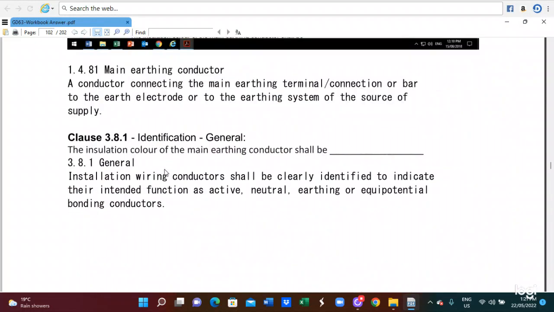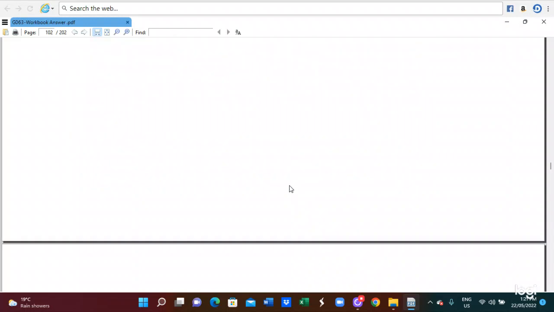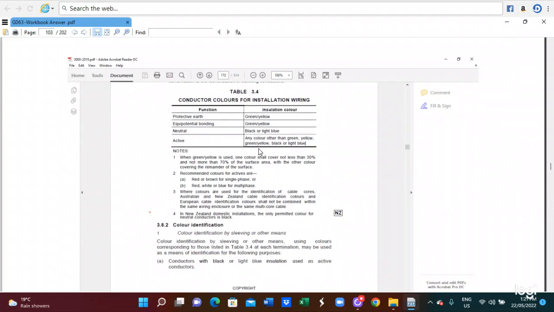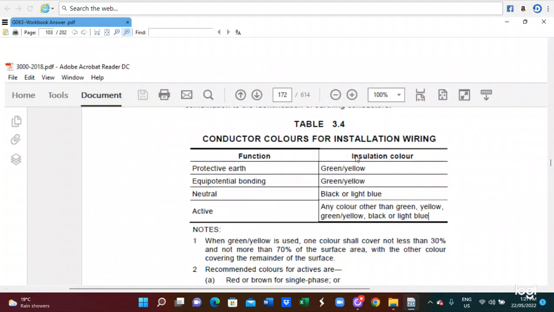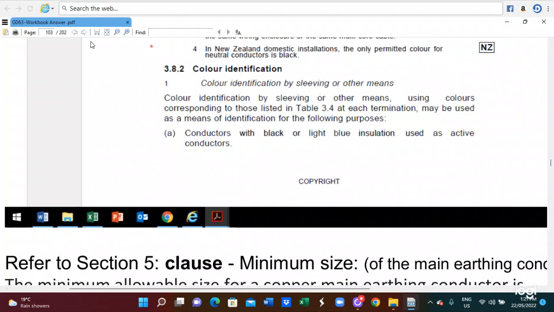Identification is that you have to refer to 3x8x1. For installation, the other conductors shall be clearly identified to indicate whether they function as earthing or equipotential bonding conductors. In this case, you have to refer to table 2x4 or the AS3000 down there. Then we have to refer to the protective earth conductor and also the insulation color you can see in table 3x4. Color identification you can see in 3x8x2.